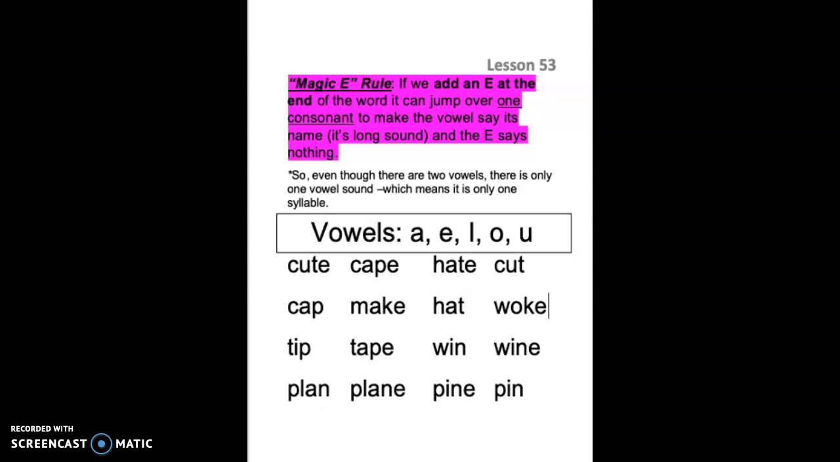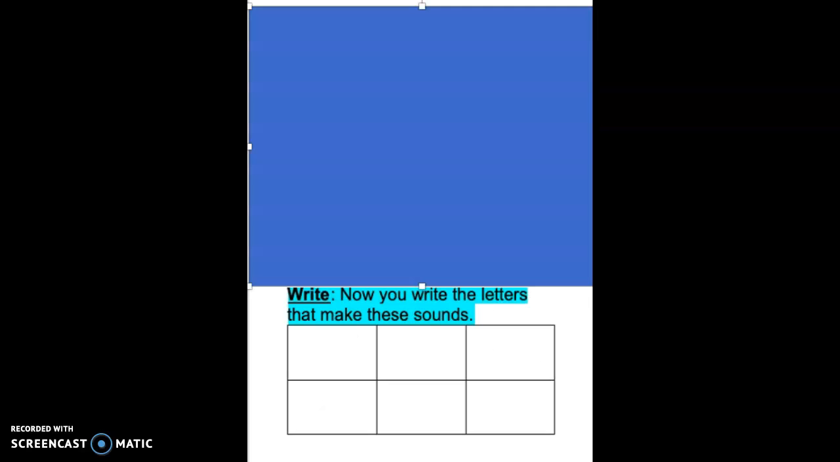As you're reading these words, I want you to pay attention. I would like for you to write the letter or letter pairs that make these sounds. Er, as in fern. Ow, as in cloud. E, as in tree. Th, as in thumb. Oo, as in screw. And E, as in tree.